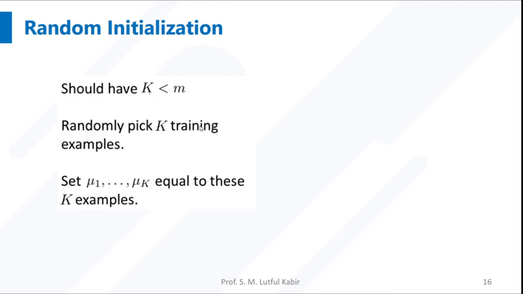So pick 2 points from those training examples and assign them as mu1 and mu2 for the cluster centroids. Initialization, random initialization, means this part of the item. First of all, you have to decide the value of k, and then you have to pick that number of training examples and set those training examples as cluster centroids.